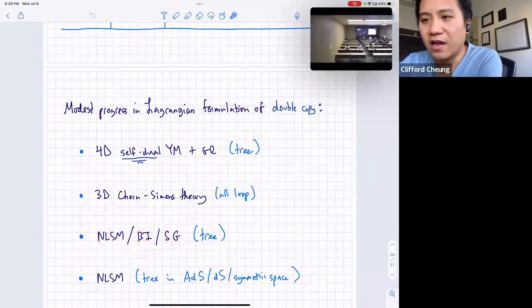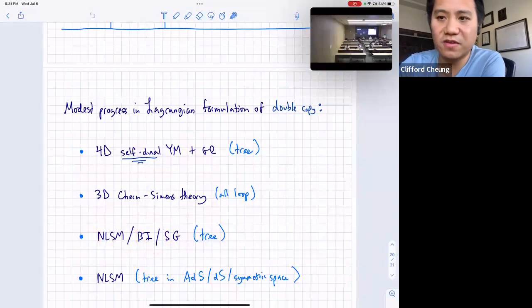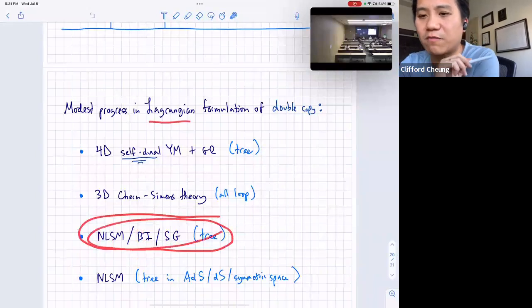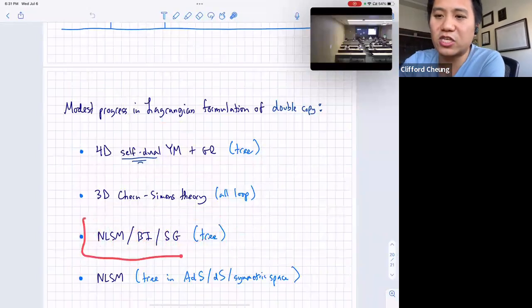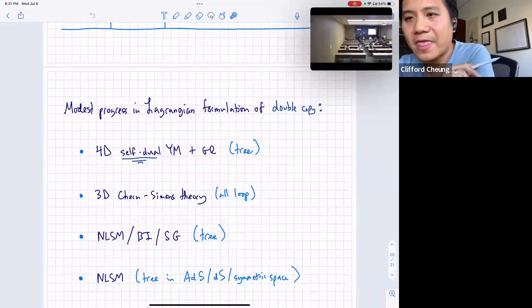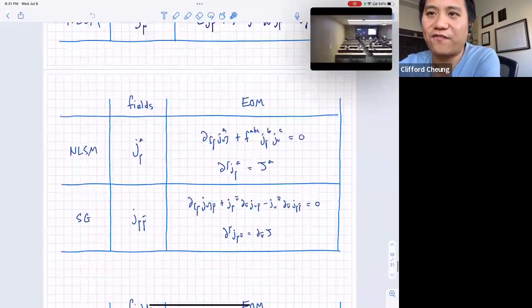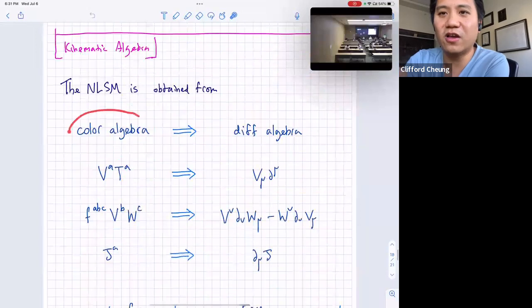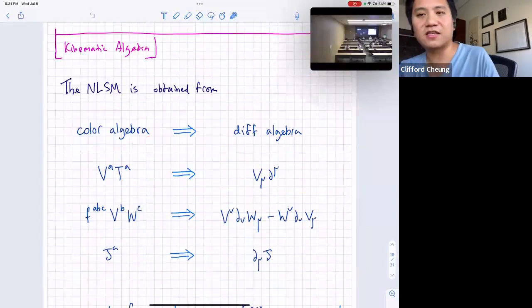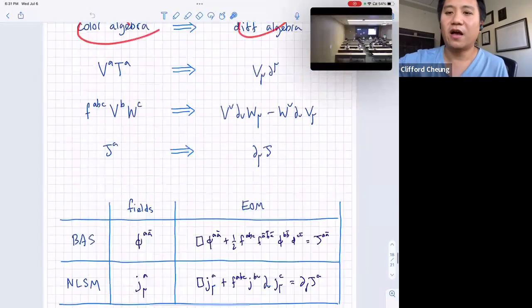What I just showed you in the last 20 minutes was how for pions, Born-Infeld, and special Galileon, equations of motion, which are tree level in general dimension, we now understand also. So it's not a Lagrangian, but it's the next best thing, which is an equation of motion, which gives us all tree level double copy. And I like it because it's got a physical thing I can tell you. What is the double copy for pions? Its color goes to diff.